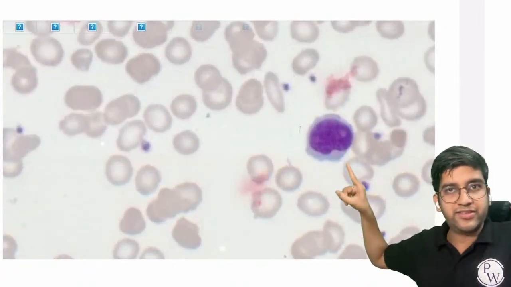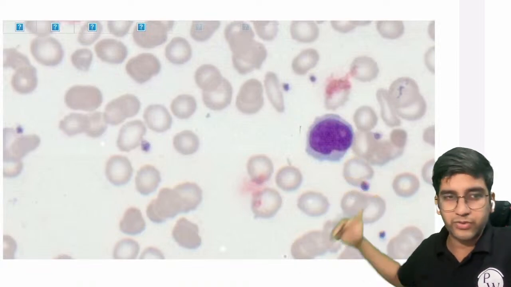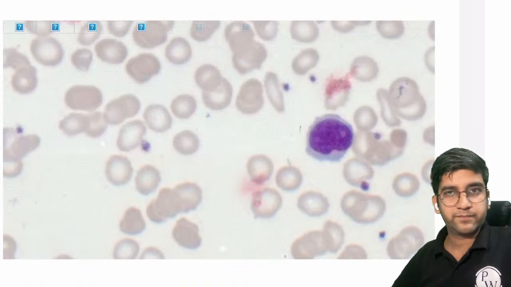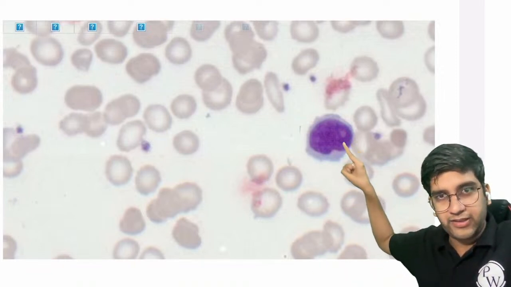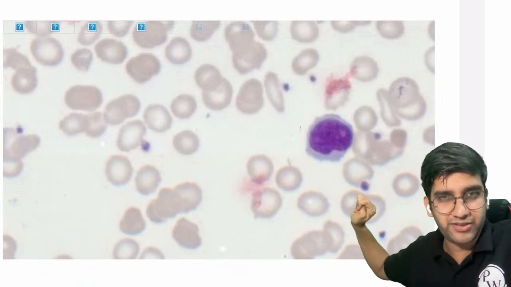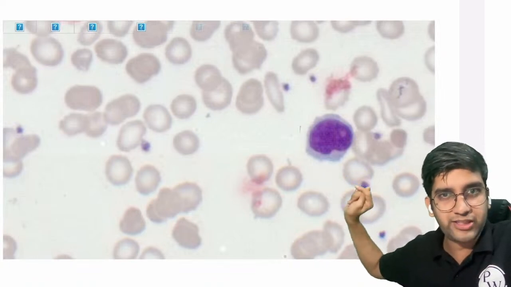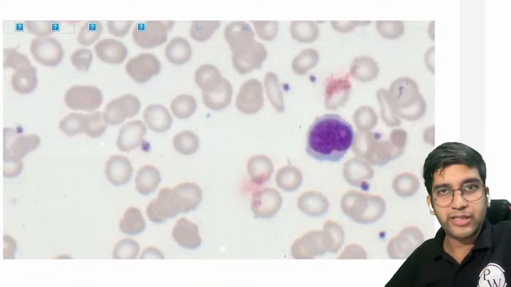Fine. I want one more cell. I'm searching for that cell. What cell is this? A lymphocyte. Perfect. Now, this lymphocyte has the nucleus, right? Compare this lymphocyte nucleus to this RBC size. So tell me what is happening to the RBC. Normocytic, microcytic, or macrocytic? Perfect. It's smaller. I'm sure, it's small, right?